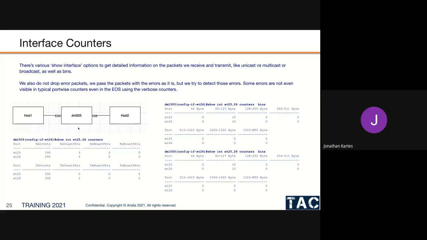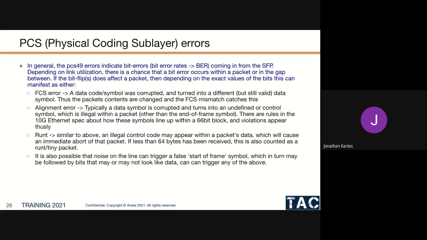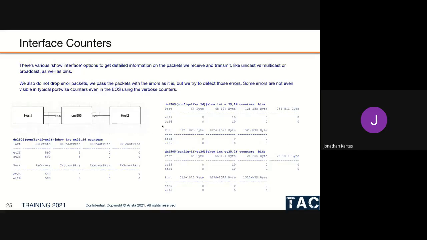Aside from that, we can look just at interface counters, and we have a few different types of counters that you can look at as well. So the regular show interface Ethernet BLA counters will get you your standard array of RX octets, unicast packets, multicast, broadcast, as well as transmit for the same port. We also have bins, so we can determine how big the packet is. And we have verbose counters as well, which is a couple of slides down. Let me just make sure. Yeah, this all looks good.